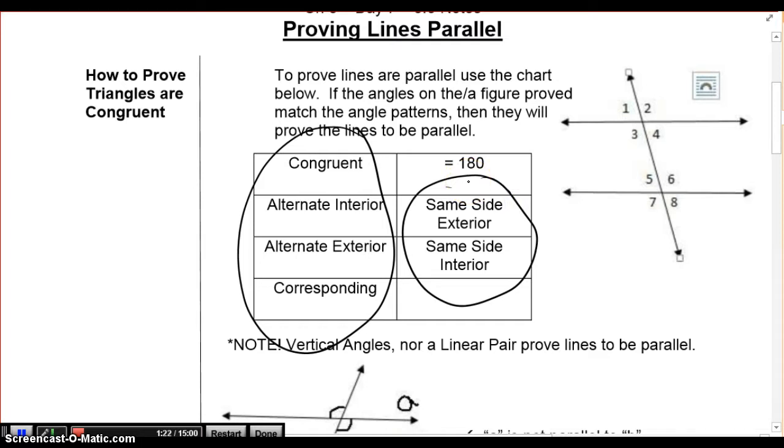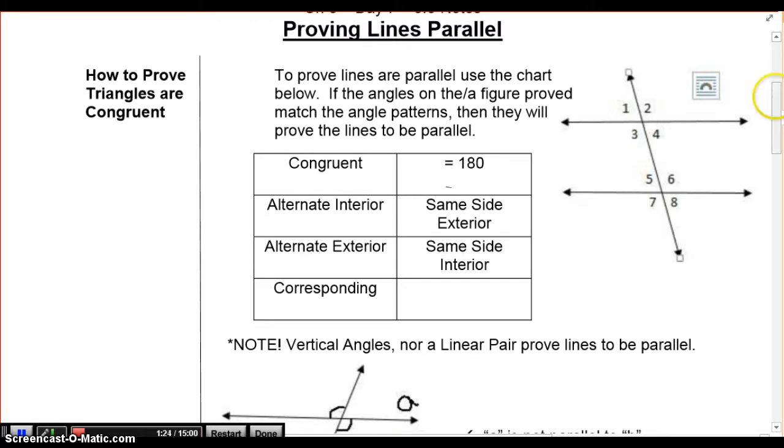Now look at this little statement that I have right below. It says, note, vertical angles nor a linear pair can prove lines to be parallel. This is different than some of the other charts that we've looked at in the past. Those have been there to help us figure out which angles are congruent or add up to 180 degrees. In this case, those two parts are not going to be helping us to prove that lines are parallel.